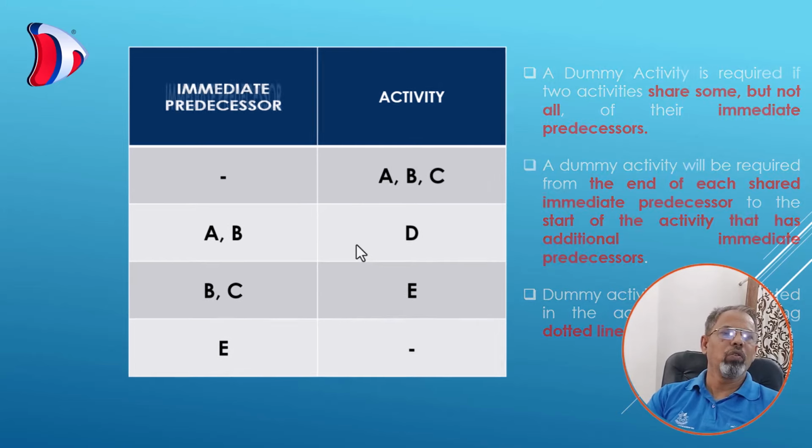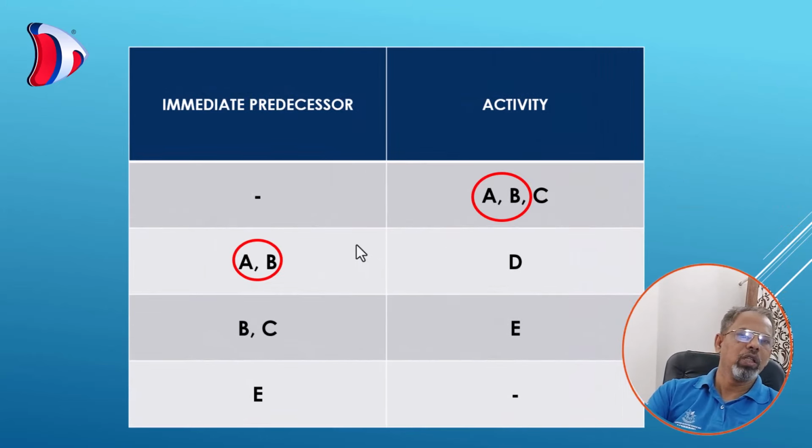So now we will see that in the activity column, the first row there is a combination of A, B and C, and similarly in the second row the D originates from a combination of A and B.